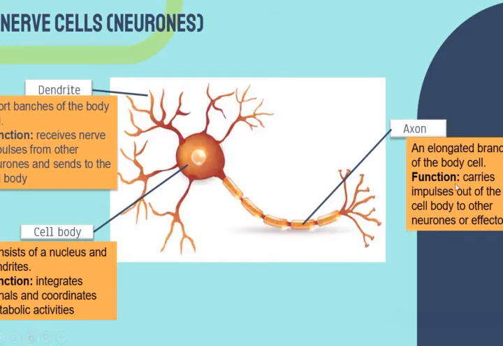What is the function of the axon? It carries impulse from the cell body to the other neuron or to the effectors. That is referred to the axon. The whole structure here is the axon. So the function is to carry nerve impulse from the cell body to the other neuron or to the effectors.